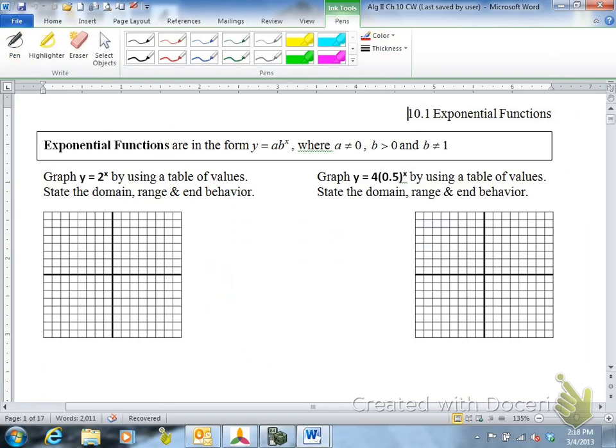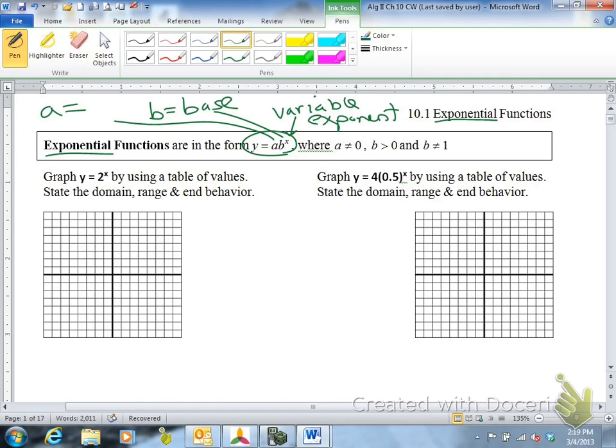So exponential function. An exponential function is a function that has a variable exponent. Variable exponent. And the b is known as the base, and the a value is the initial value. Initial means starting value, or initial value.